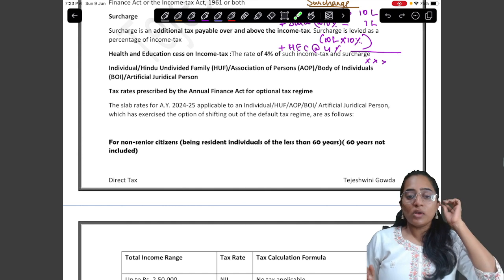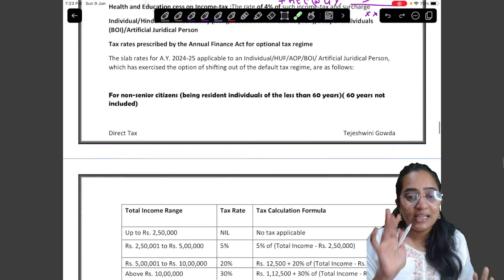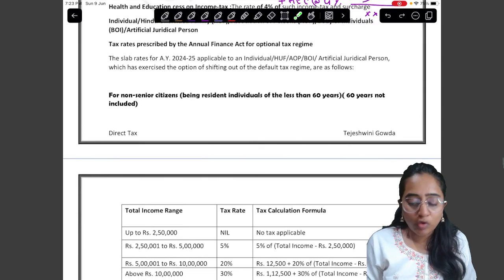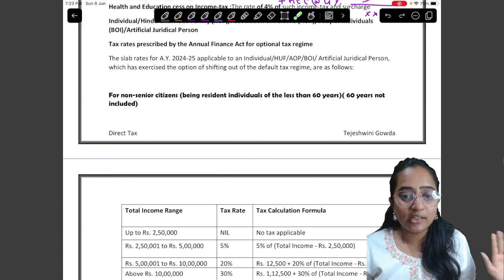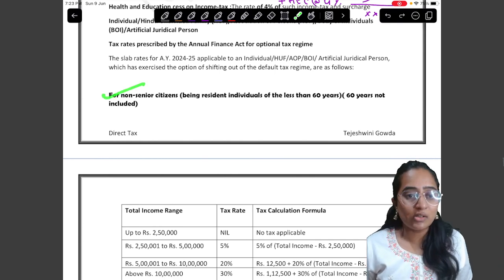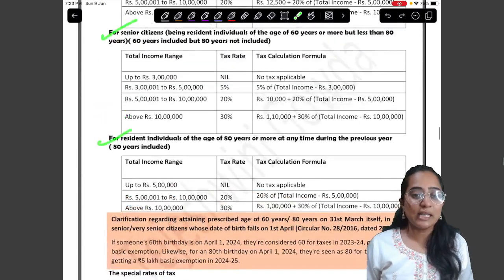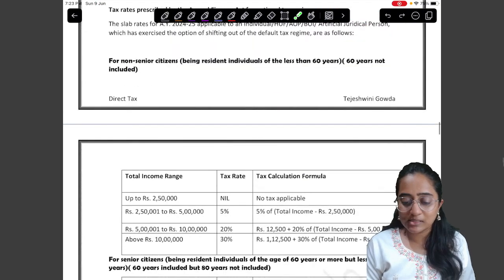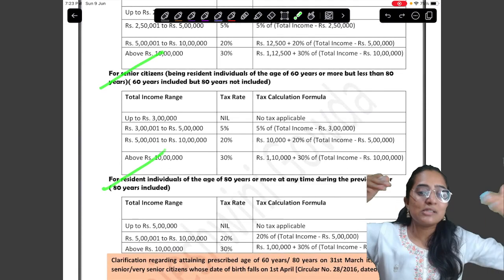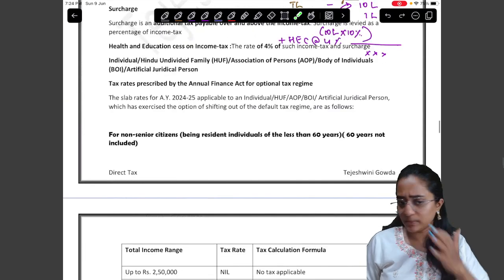Now, what are the tax rates which I'm going to consider over here? The rates of tax come under three categories. I'm speaking about normal tax provisions, not yet touched or entered into 115BAC. That is for non-senior citizens, for senior citizens, and for resident individuals at the age of 80 or more at any time during the previous year. That is, I'm going to consider this as three categories: non-senior citizen, senior citizens, and super senior citizens over and above 80. Clear? Let's try to understand one by one.